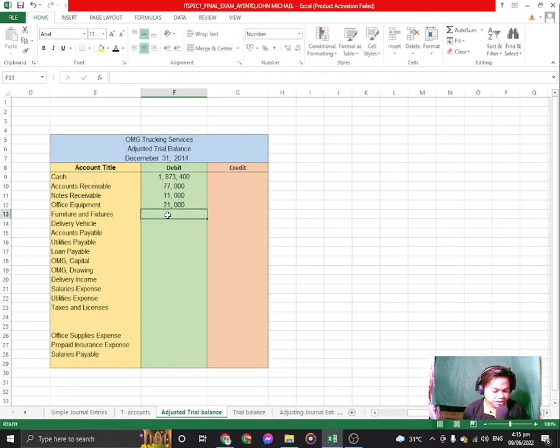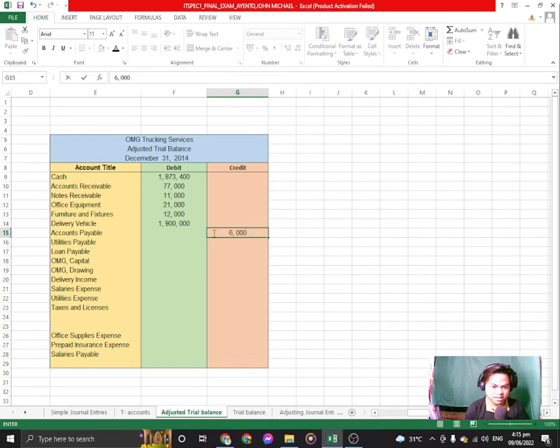And then for the furnitures, 12,000 na siya kanina, 12,000. And then for the delivery vehicle, katong delivery truck na gi-invest, we have 1,900,000 pesos. Okay, so mani ato nga debit, okay? Accounts payable, expected na credit ni siya. So accounts payable na to kaganina katong 12,000 minus 6,000 is 6,000. Okay.